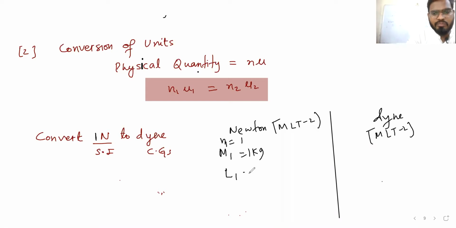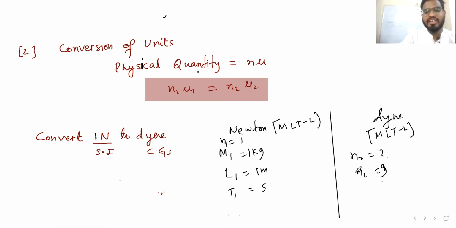L1 is 1 meter. T1 is 1 second, right? So n2 is how much here? We don't know. M2 here is in gram, since dyne is gram centimeter per second squared, whereas here the unit is kg meter per second squared. So you should convert 1 Newton into how many dyne.